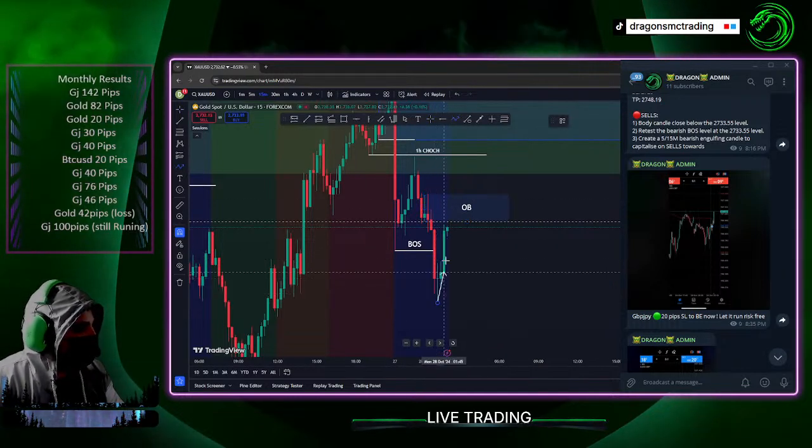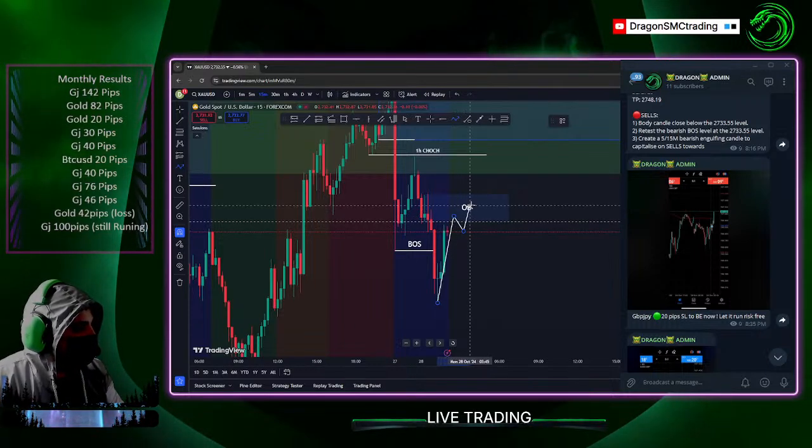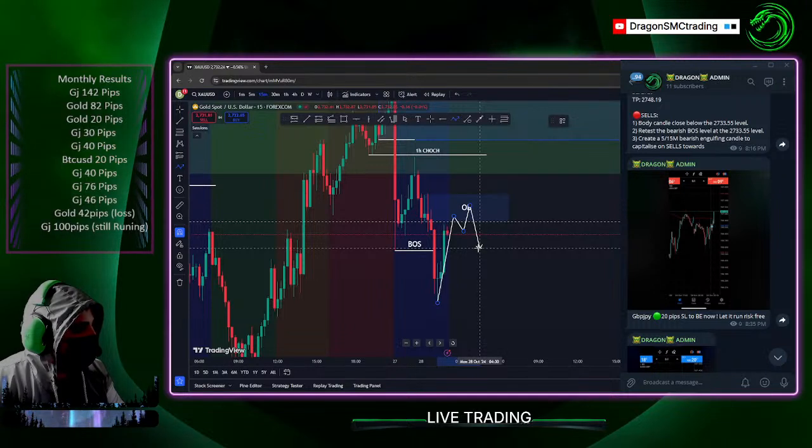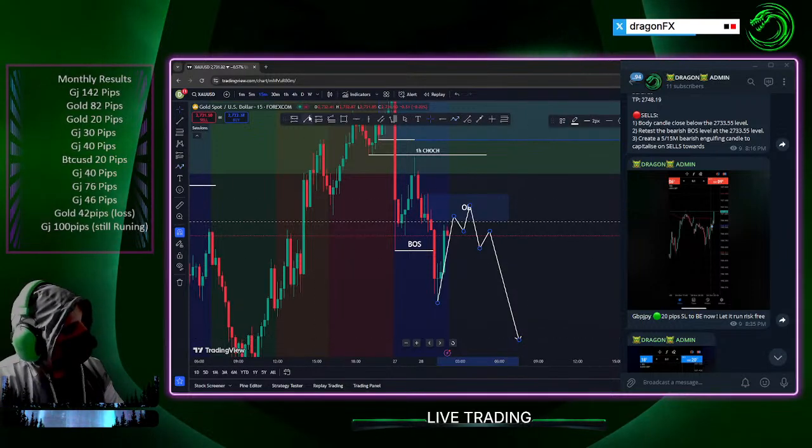After this retest to this bearish OB, I need to see a market shift to the downside by creating a bearish change of character. Retest that change of character to look for some sells. Just like this.